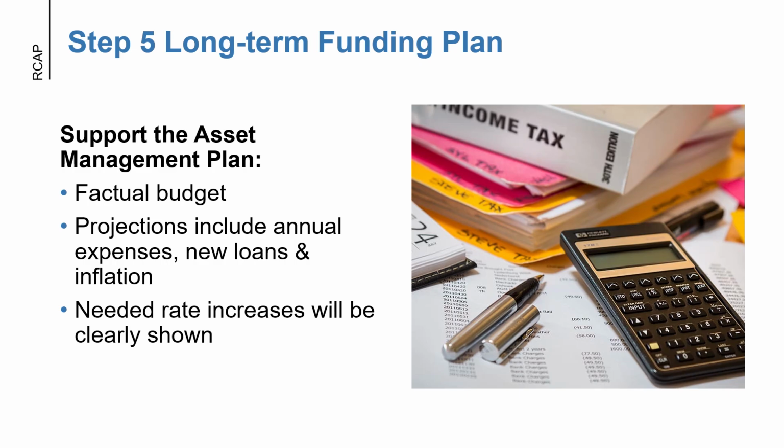From there, we create financial projections that look forward. These projections should include annual expenses, scheduled debt repayments, or future loans, and expected inflation. This will give us a financial roadmap that aligns with our capital improvement plan and the replacement schedules identified in the asset inventory. When we combine the asset management plan with a factual, forward-looking budget, we get a clear picture of what rates actually need to be.